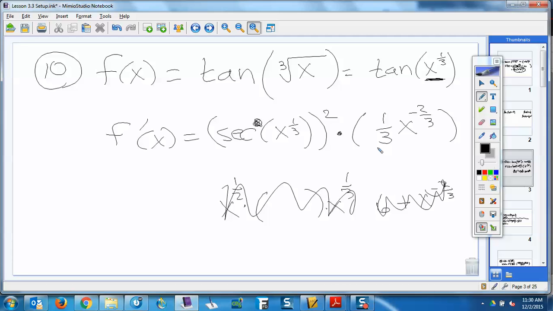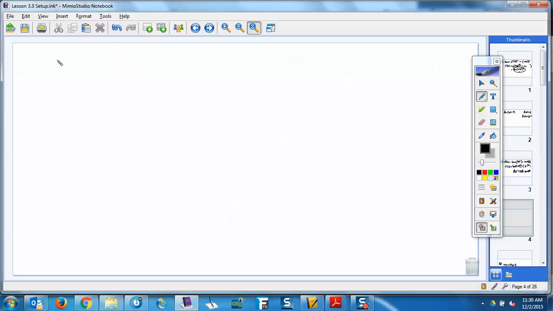Okay, and 11, somebody wanted 11. So the ln thing. Let's do 11, then we'll do 12. So 11 is f of x equals ln, and then I think it's 4x squared plus something. Plus 3. Yeah, plus 3.